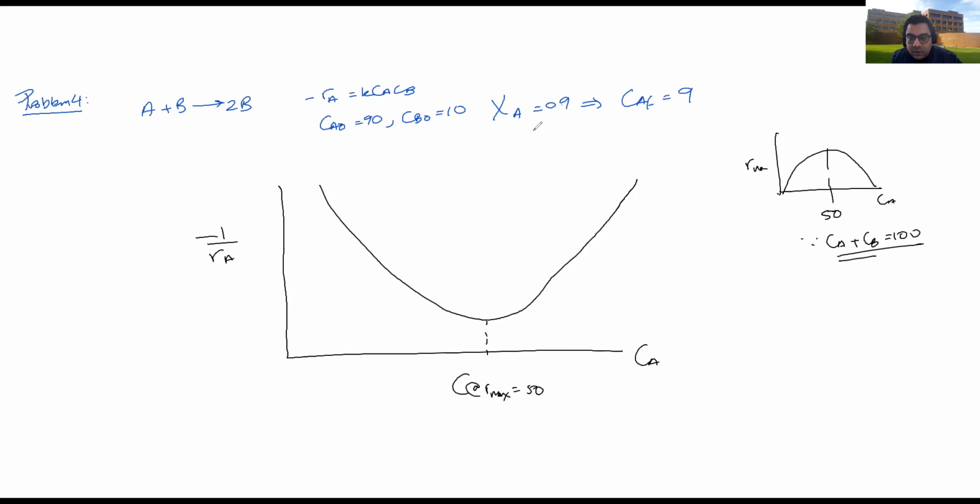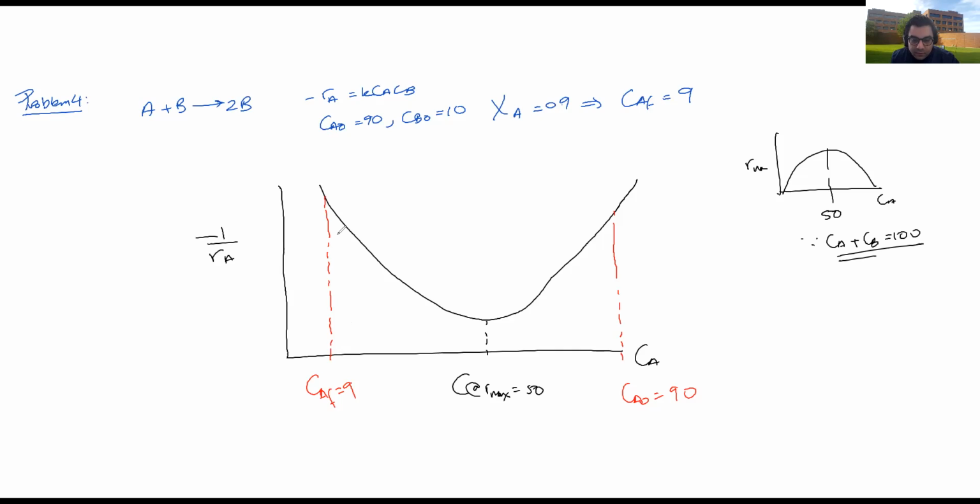Let's plot our initial concentration. CA naught is 90, so 90 is somewhere here, and CAF is 9, which is somewhere here. I want to find which reactor is going to give me better performance for this system. This is an interesting problem, and you can do a bunch of things. Let's first of all compare them directly.